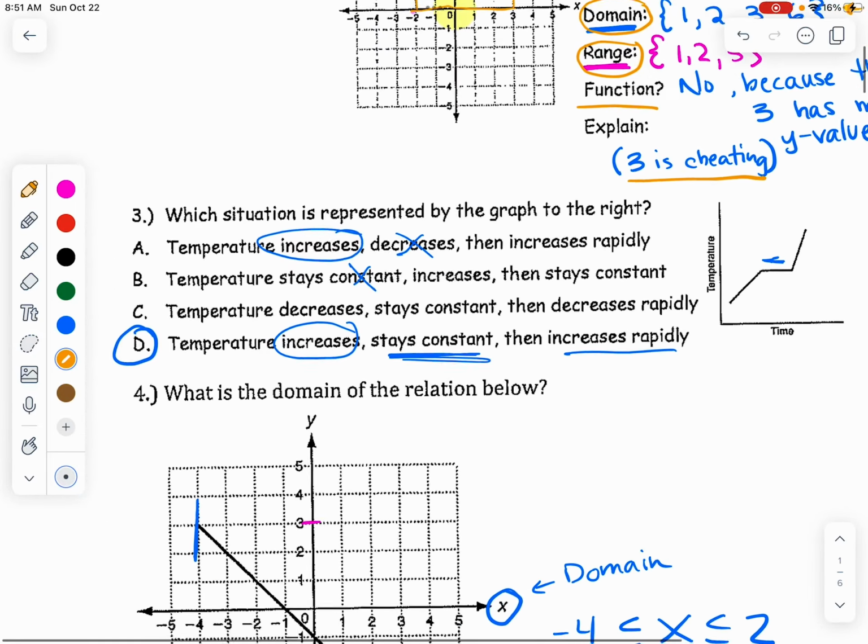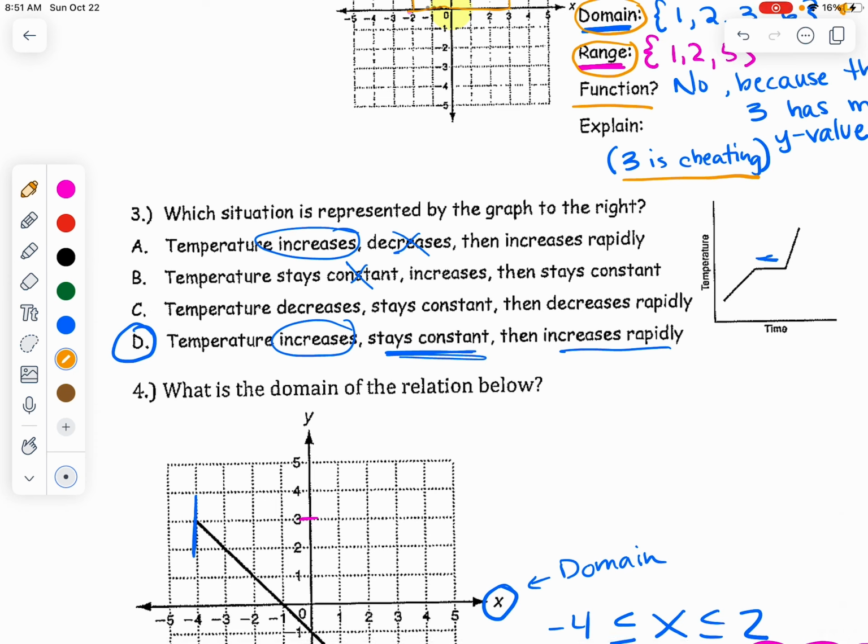On number 3, it asks us which one of these would be this scenario to the side here. And we can see that it starts with an increase. So I'm looking for the ones that say increase. And so it's either between A or D, right? B and C are out. The next thing that happens is it's constant for a while. And A says it decreases, so we know that one's out. But D says it stays constant. And then we double check the last phase of this graph. It says it increases rapidly, so we know that D is the correct answer.